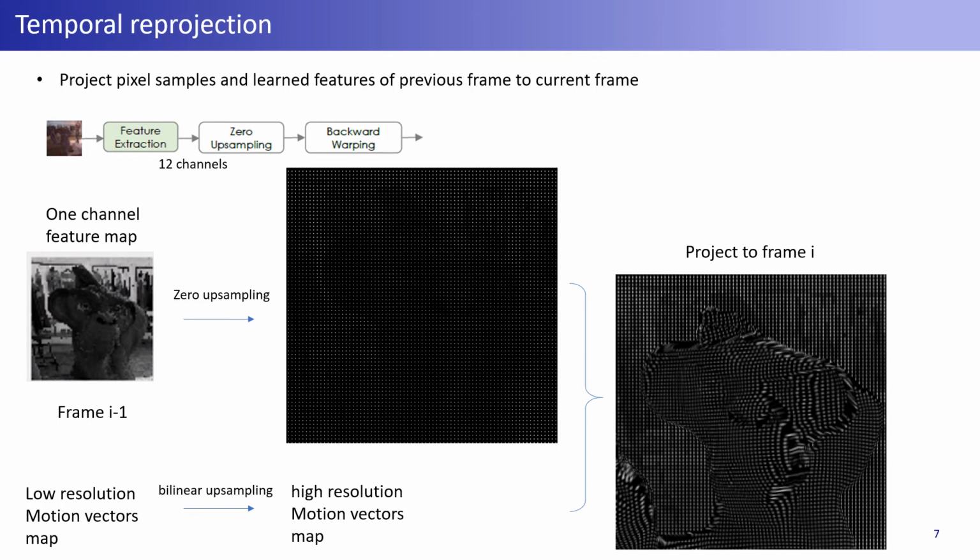For the motion vectors, because motion vectors are continuous, when they map from low resolution to high resolution, they use bilinear upsampling. That means for each pixel in the high resolution, they have corresponding motion vectors. Then combining these two, they can project to the frame I.